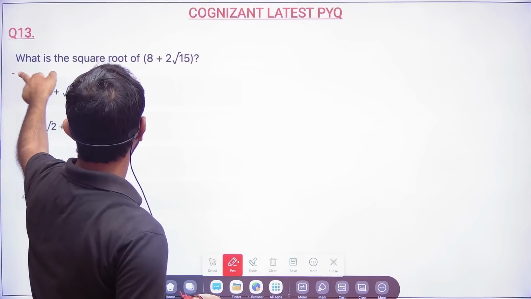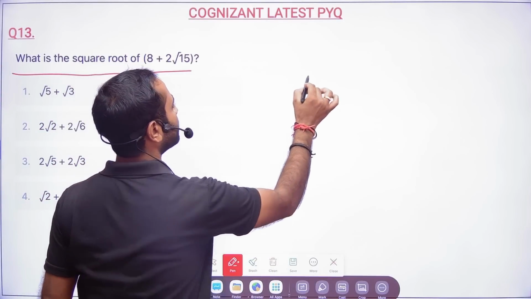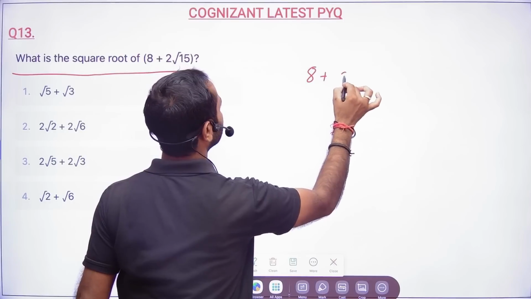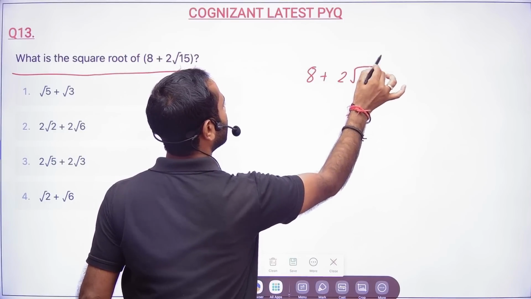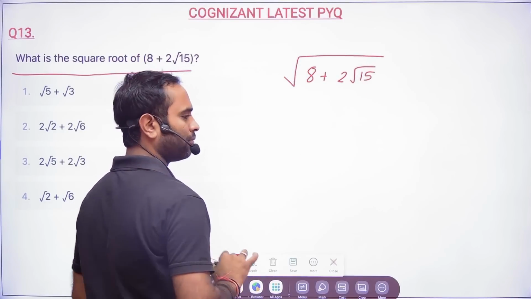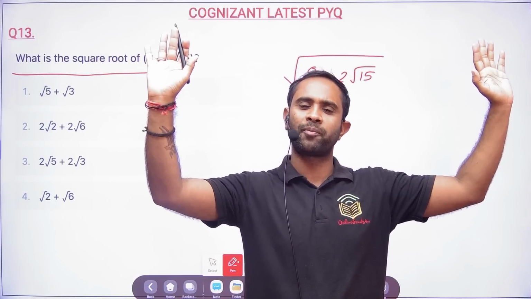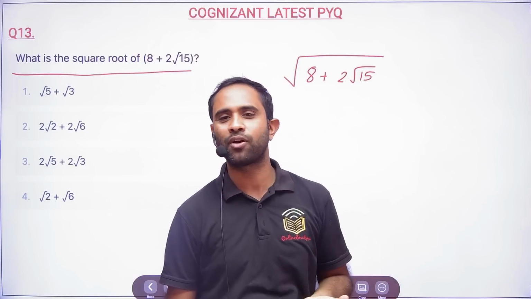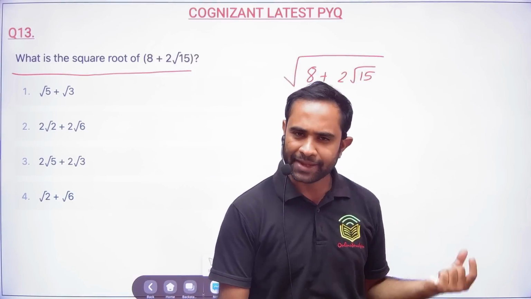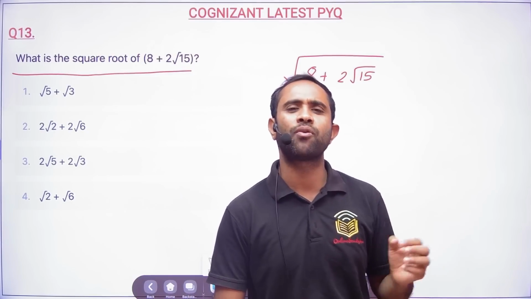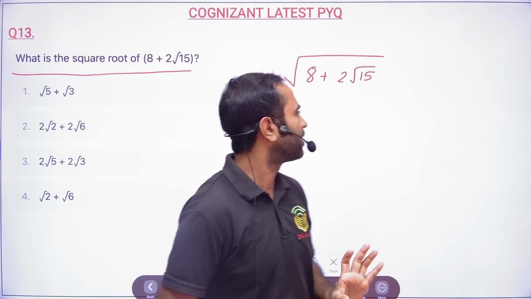So let us see. What is the square root of 8 plus 2 root 15? Now, as soon as you see the problem, hands up. No, it doesn't work like that. See, write the question and then try to think what we can do here, okay?